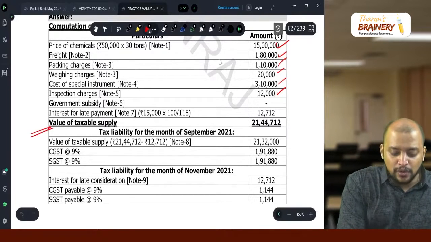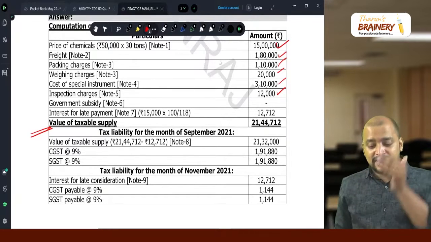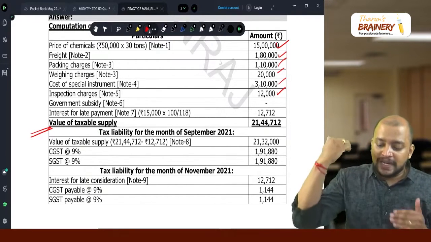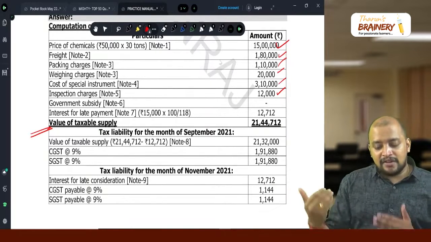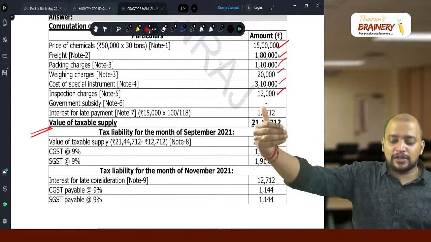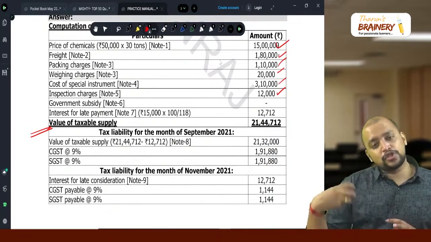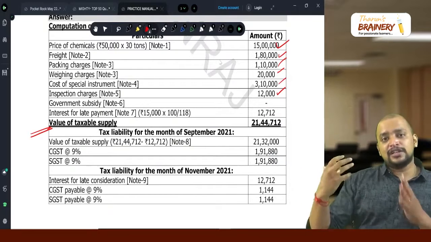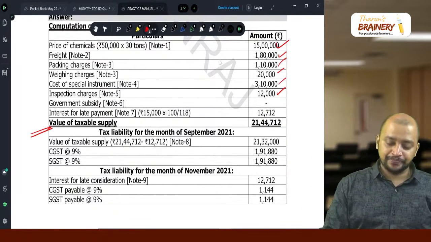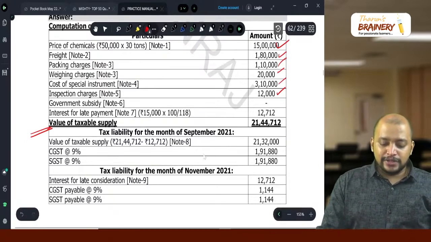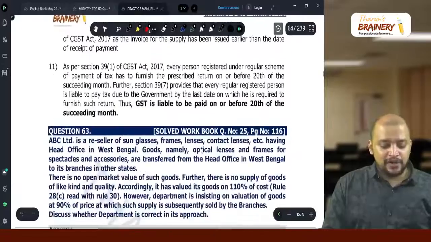Actually, with this the answer is over. The study material answer is completed there. But what I did is that for September, the value is 21,32,000, so GST is on that, whereas for November, the interest value is 12,712, with GST on that. Okay, so like that you show the breakup. So you show the total, then show the breakup for September month how much, for November month how much, like that. So here again, what is the assumption they have taken? The interest is assumed to be inclusive of GST.